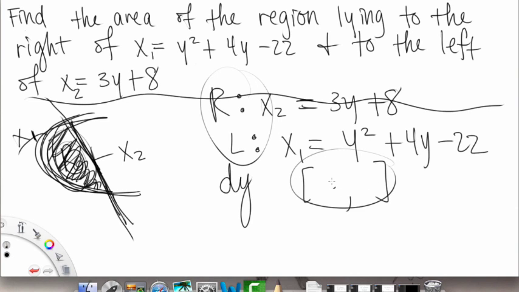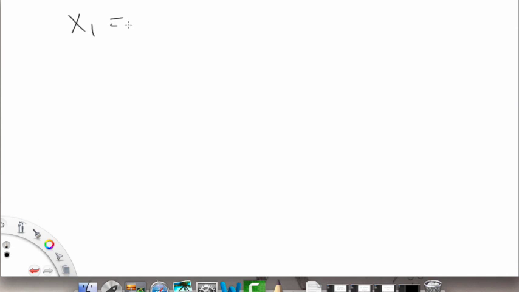And what is that interval? What is our c to d? We don't know yet, but we can find that out by finding the intersection between the two given graphs. So what is the intersection? We'll find that on the next slide. We want x sub 1 to equal x sub 2 to find our intersection, where they cross paths.